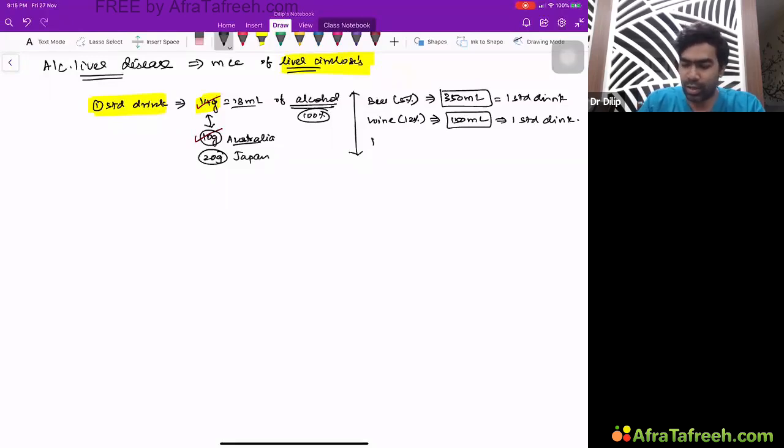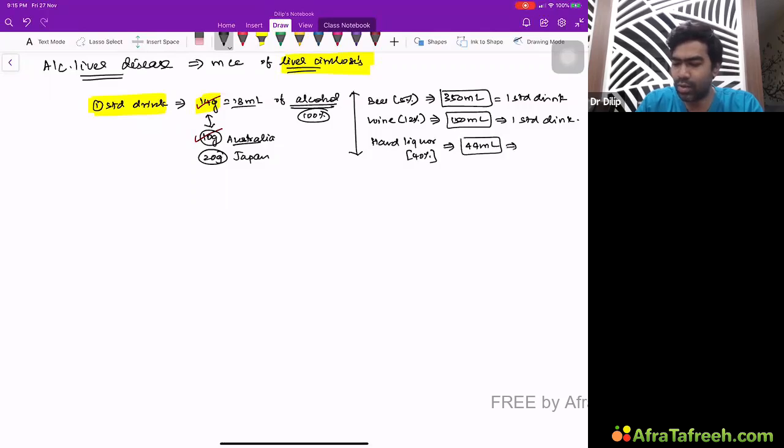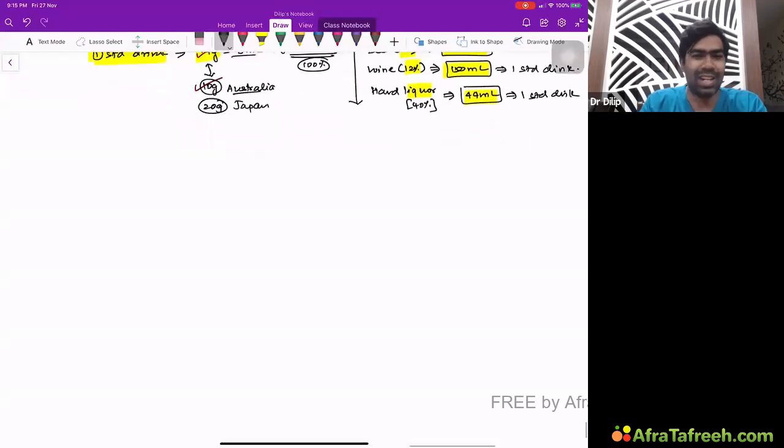Suppose you take hard liquor, otherwise called 80 proof spirits. Hard liquor contains approximately 40% alcohol by weight, which means just 44 ml of hard liquor is equivalent to one standard drink. So depending on the alcohol content, the amount of beverage needed to reach one standard drink is highly variable. So what is the recommended amount of alcohol that we should take per day?